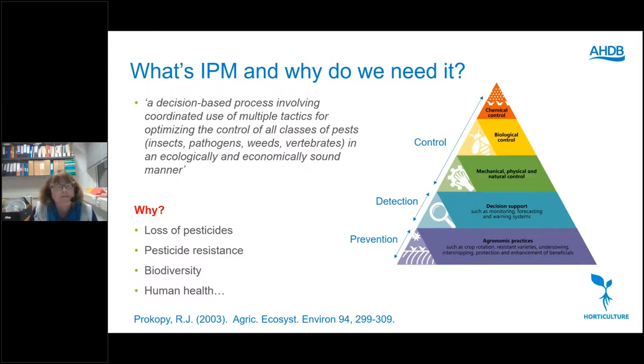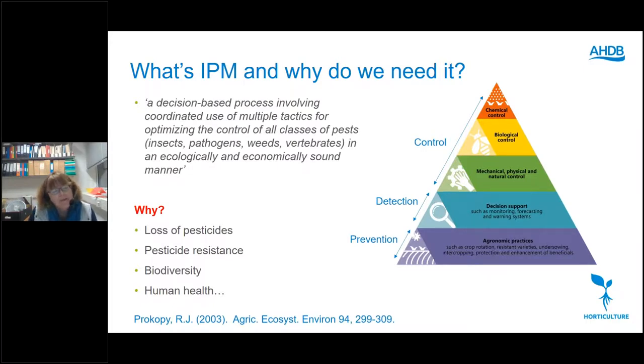So there are lots and lots of definitions of IPM, but I quite like this one, which says that it's a decision-based process involving coordinated use of multiple tactics for optimizing the control of all classes of pests in an ecologically and economically sound manner. So I'm immediately leaving that definition because I'm only going to talk about insects tonight.